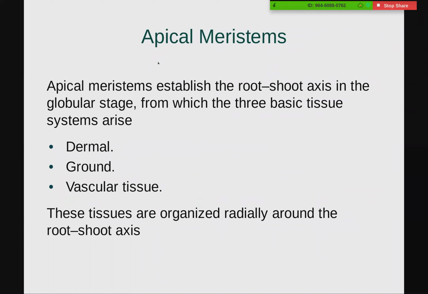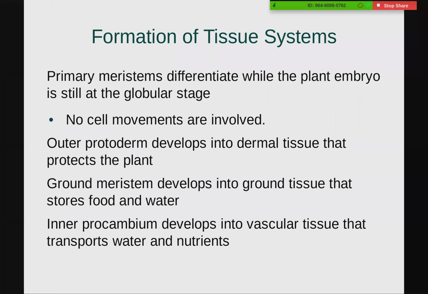Now, apical meristems, which are, again, the site of cell growth, right? That's where the plants are growing either vertically or horizontally. They establish the root-shoot axis in the globular stage from which the three basic tissue systems arise: dermal, ground, and vascular, as we discussed in the previous lecture. Now, these tissues themselves are actually organized radially around that root-shoot axis.